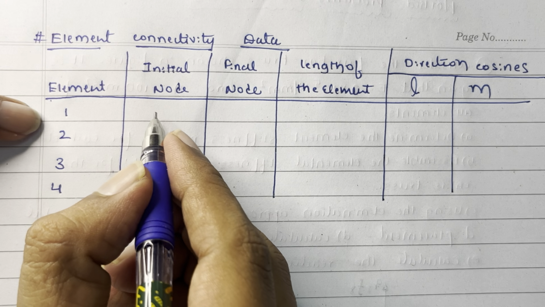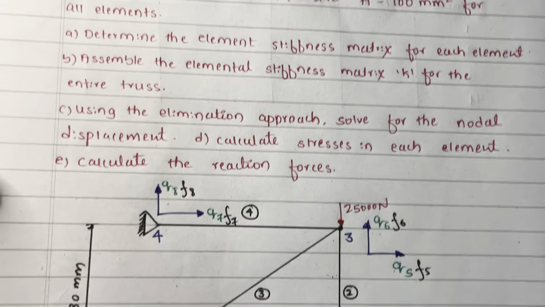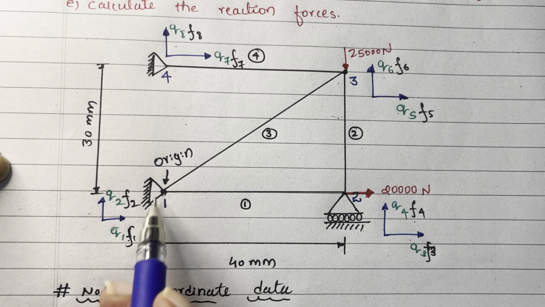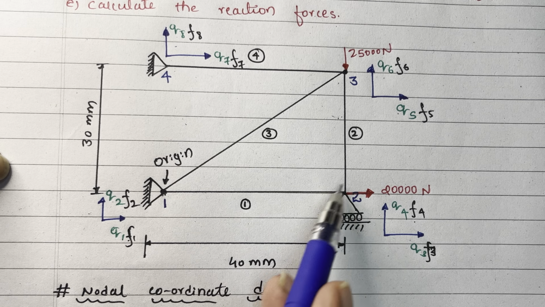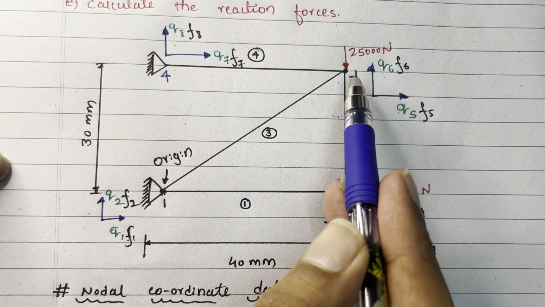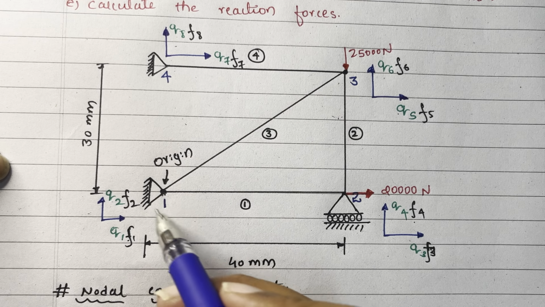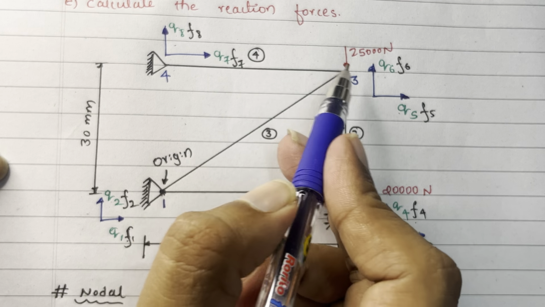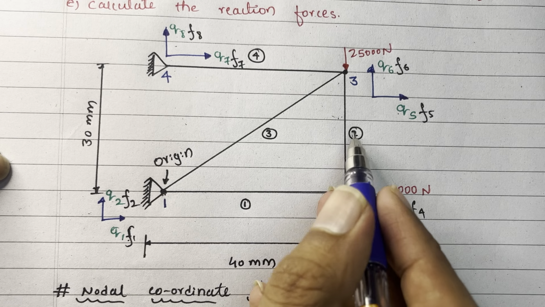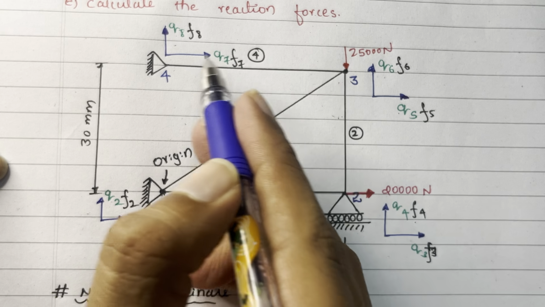Here we have to consider for every element initial node and final node. I will explain with the help of this figure. For element 1, this is the initial node, that is 1, and 2 is the final node. If you consider element 2, 2 is the initial node, 3 is the final node. If you consider this element 3, 3 is the initial node and 1 is the final node. If you consider this element 4, 3 is the initial node, 4 is the final node. That means starting point and end point.